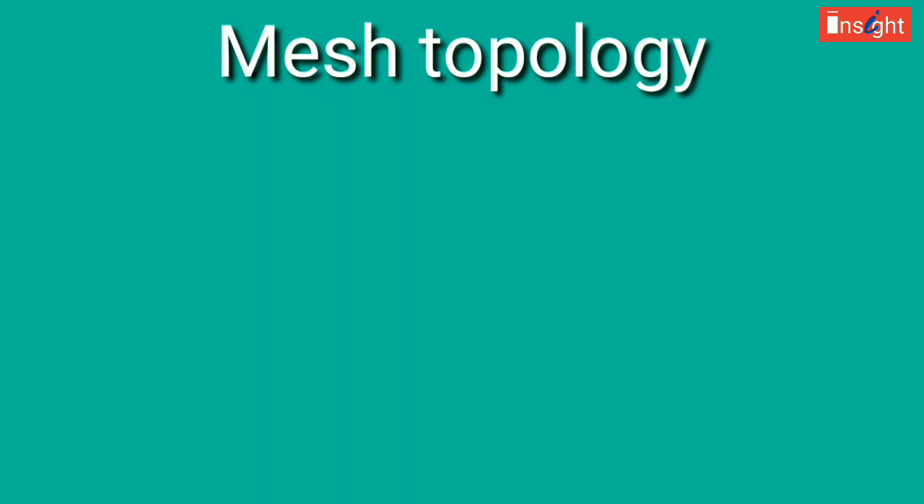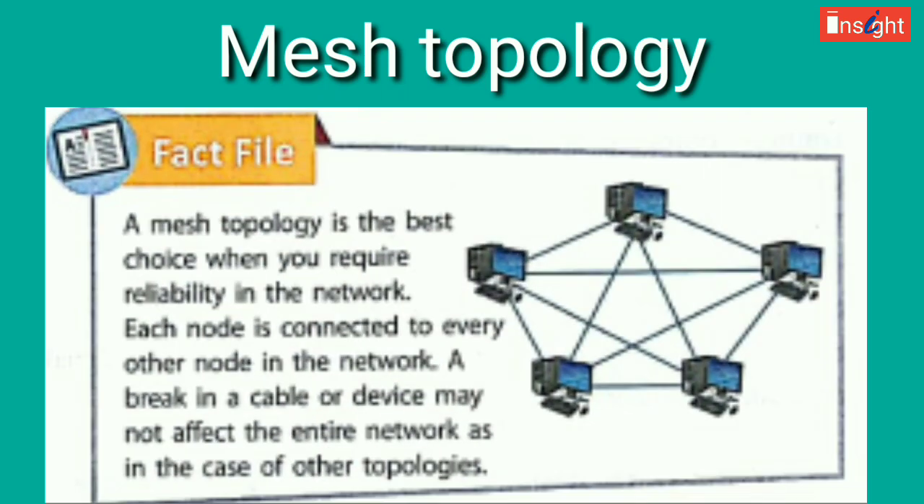Another type of network topology is mesh topology, which is the best choice when we require reliability in the network. In this topology, each node is connected to every other node in the network. A break in a cable or device may not affect the entire network as in the case of other topology. The disadvantage of this network is that it is difficult to set up and more costlier to implement because it requires more cables than any other topologies.